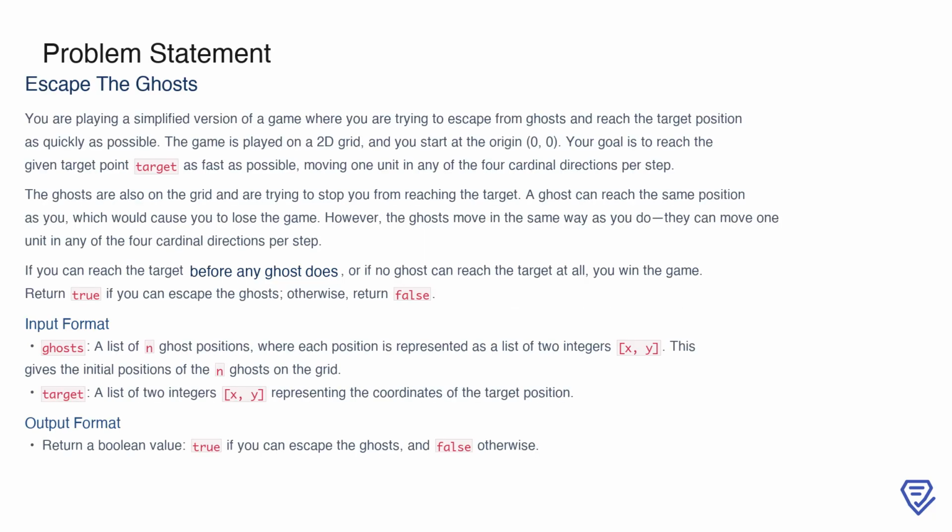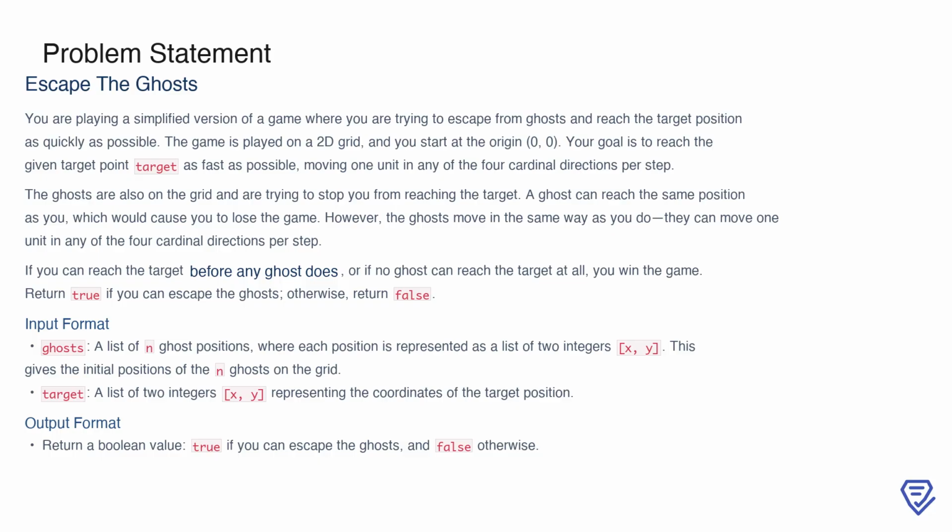In this problem, you are tasked with escaping from ghosts on a 2D grid and reaching a specific target position as quickly as you can. You start at the origin, which is the point 0, 0. Your goal is to get to the target position by moving one step at a time, either up, down, left, or right. The ghosts are also positioned on the grid and are trying to stop you from reaching the target. Just like you, they can move one step in any of the 4 cardinal directions per turn.